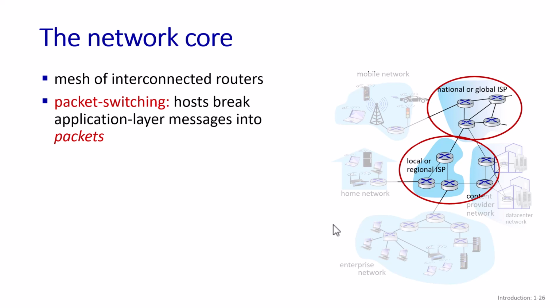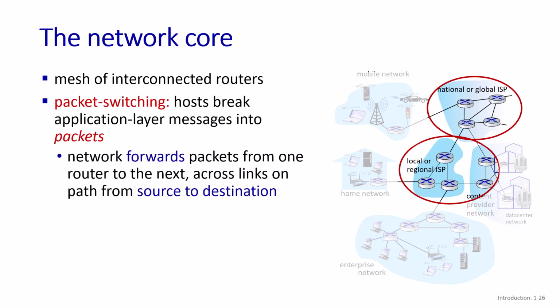If you remember from our previous lecture, hosts or end systems break application layer messages into packets. And the network forwards packets from one router to the next across links on the path from source to destination.